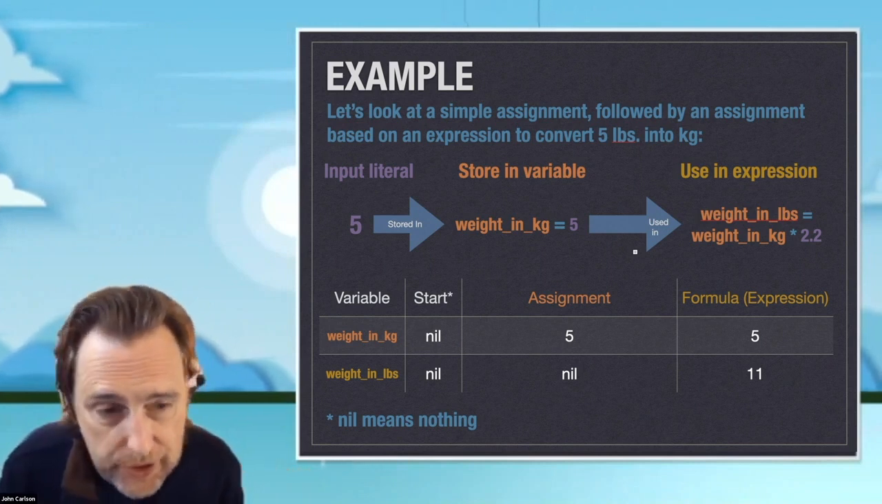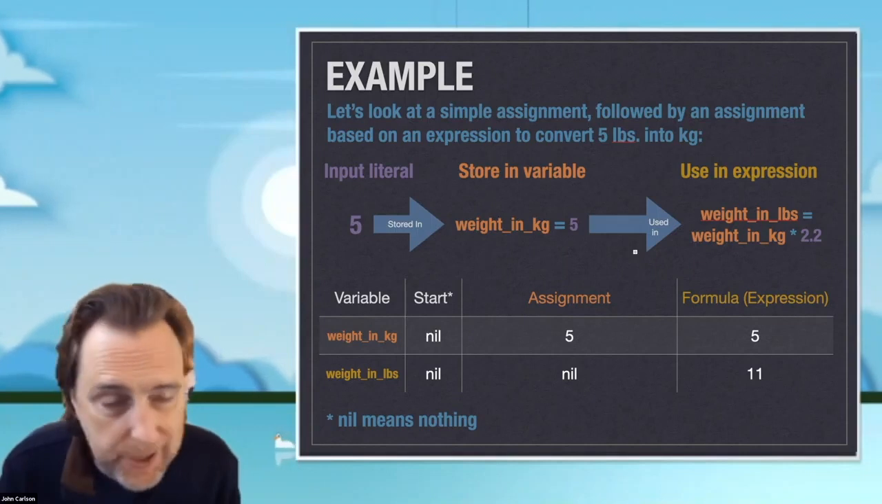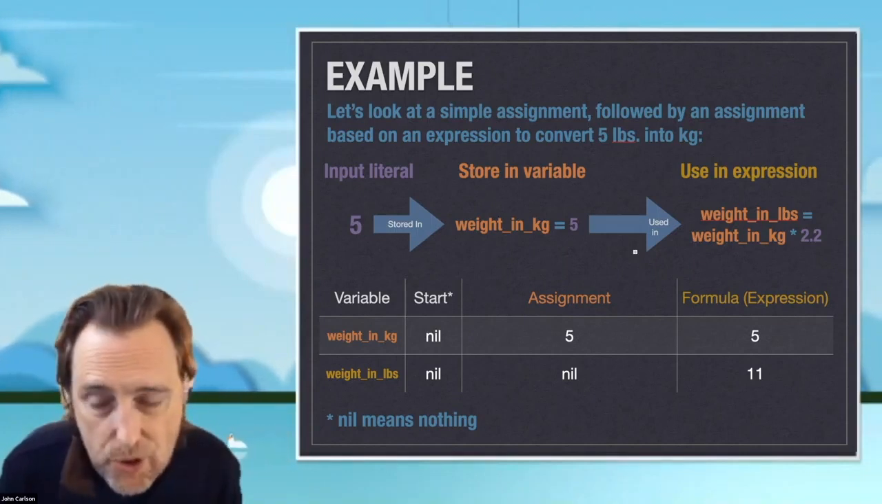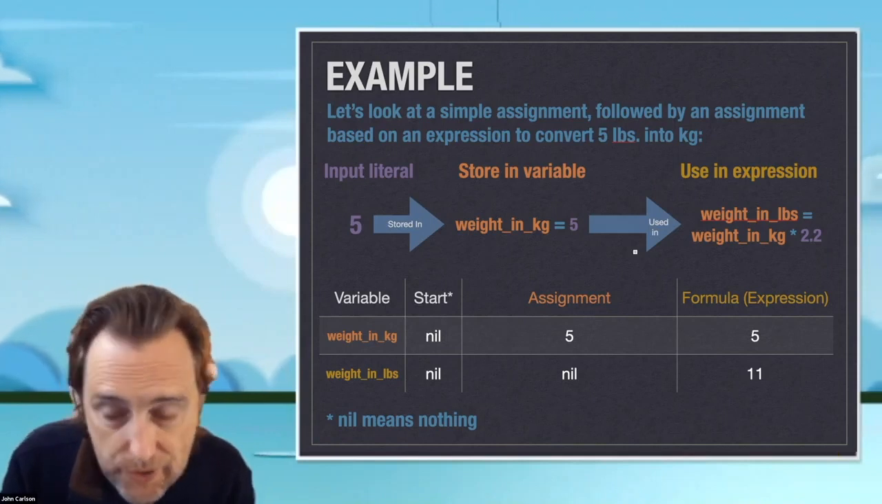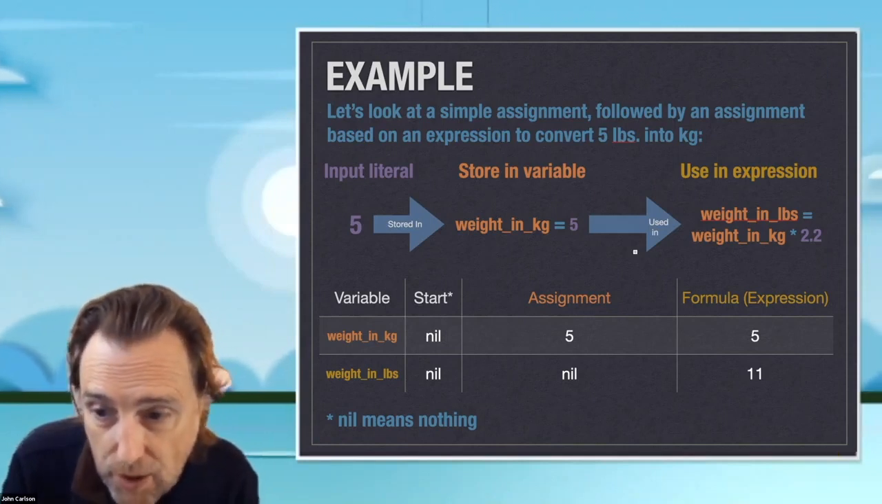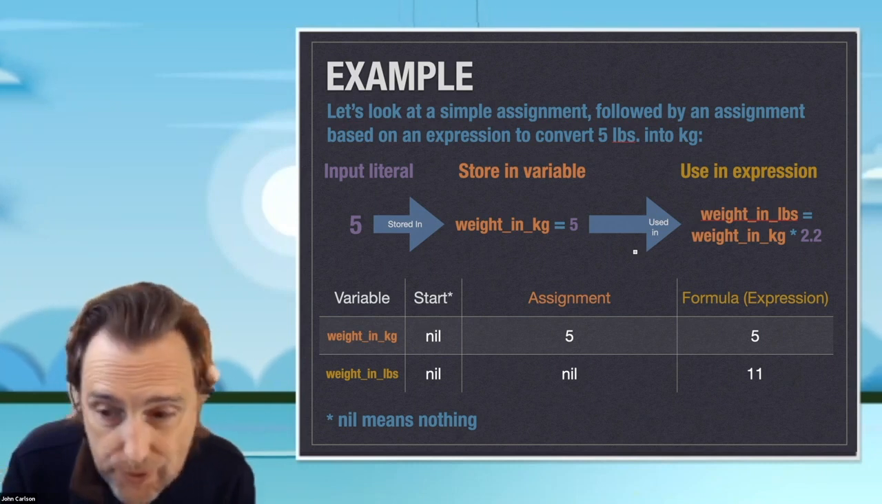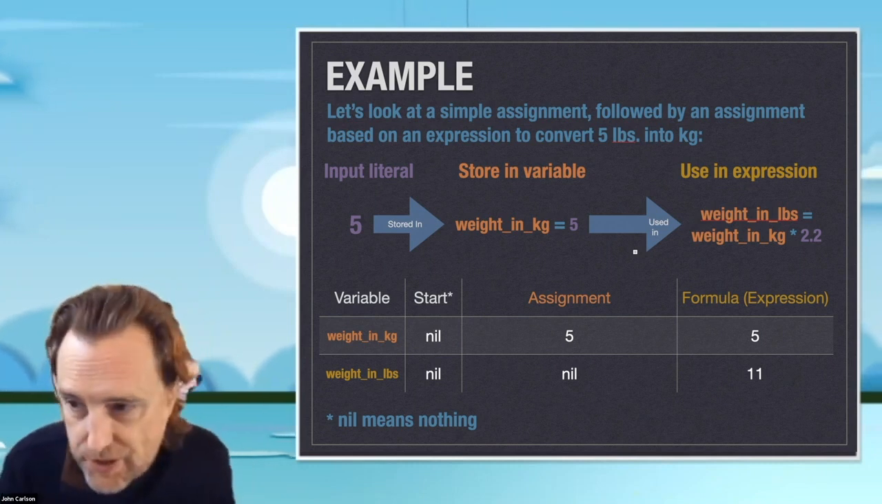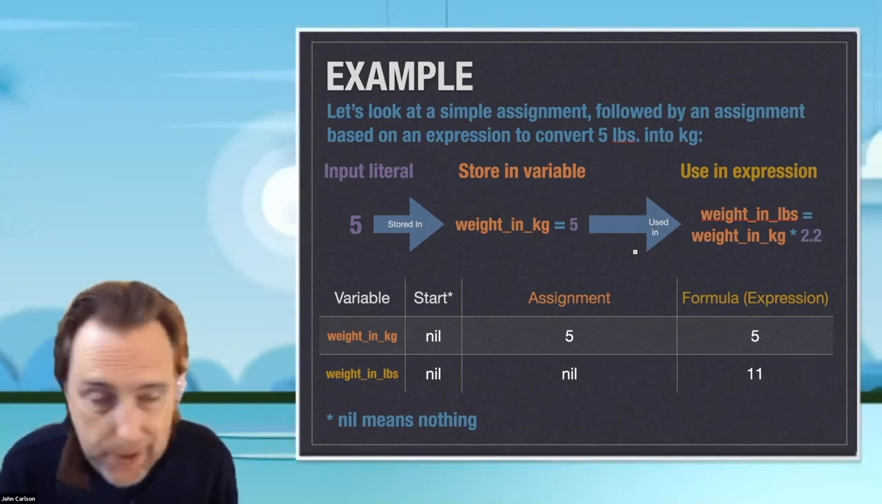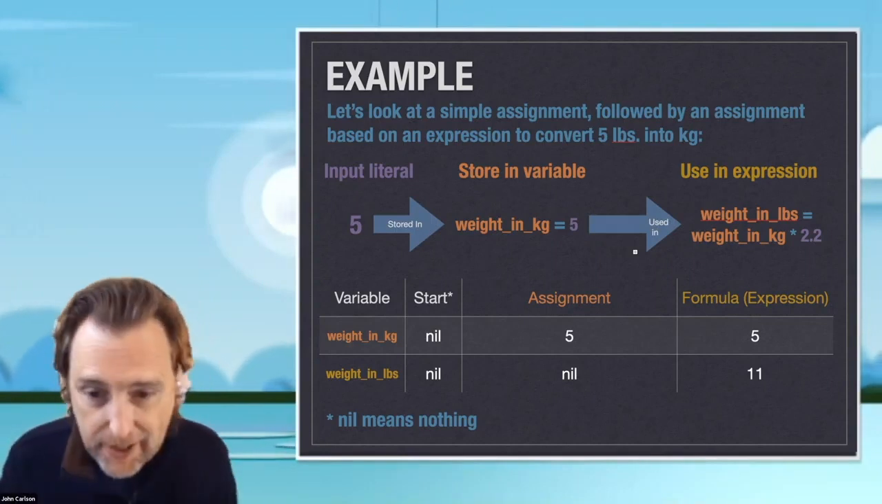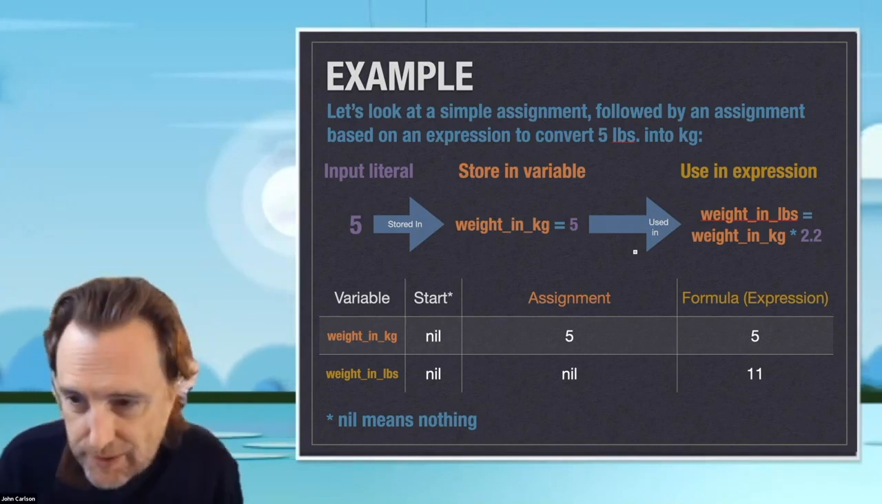So I've stored the literal 5 in the variable weight in kg. The little table here tells you at each step what the values are. There are 2 variables I'm using here, weight in kg and weight in pounds, or lbs. All the expression is doing is trying to convert kilograms to pounds by multiplying by 2.2. Not a complex expression, certainly.